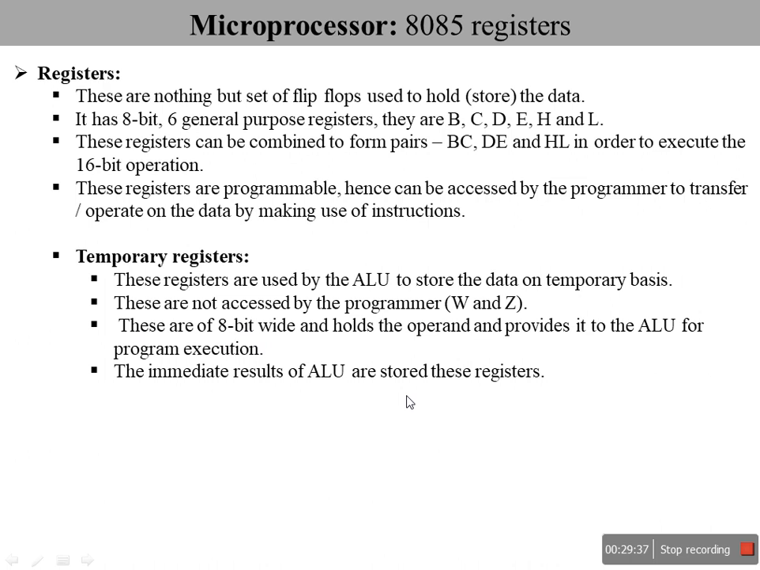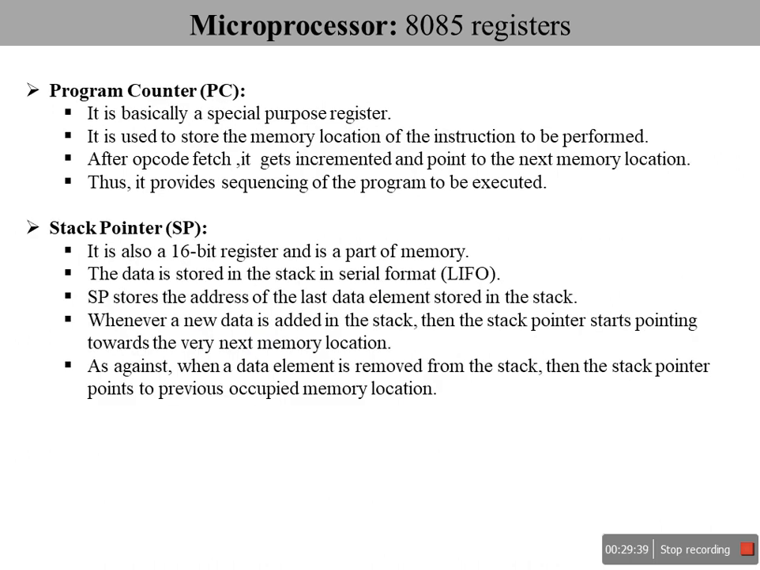Next we come to the program counter. These two are very important registers. The program counter is a special purpose register, 16-bit wide. It is used to store the memory location of the instruction to be performed. It means the application has to be stored somewhere in memory, and that storing of the application alone will not serve a purpose. It has to be brought inside the microprocessor's decode unit.